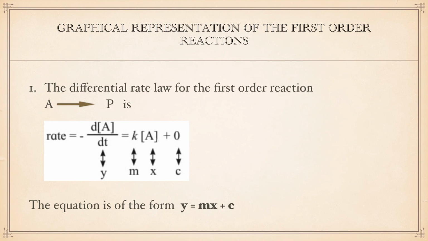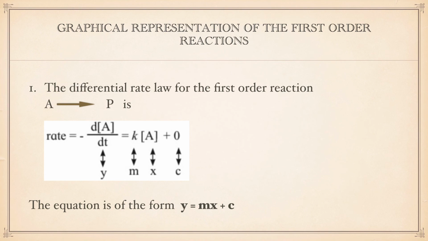So this equation is in the form of y = mx + c, where c is nothing but equal to 0. So that is simply y = mx. That means this will pass through the origin. So if I plot a graph of rate versus concentration, then I'll get a straight line passing through the origin. And what will be the slope over here? m refers to the slope. That means k is nothing but the slope of the equation.